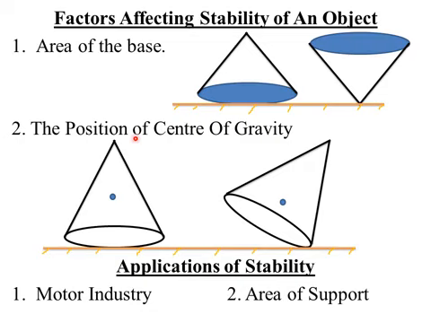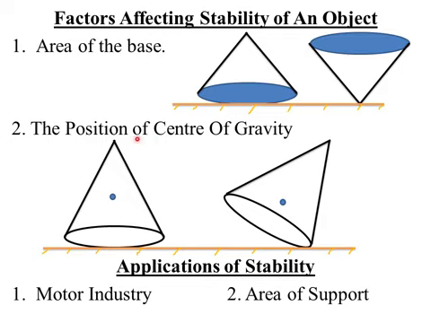Then the second factor is the position of center of gravity, or what we are denoting by the COG. How does the position of center of gravity affect the stability of an object? A body is more stable when its position of center of gravity is as low as possible. So the lower the position of center of gravity, the more stable an object will be. This can be achieved by making the base heavier. Bodies with a high center of gravity are less stable.